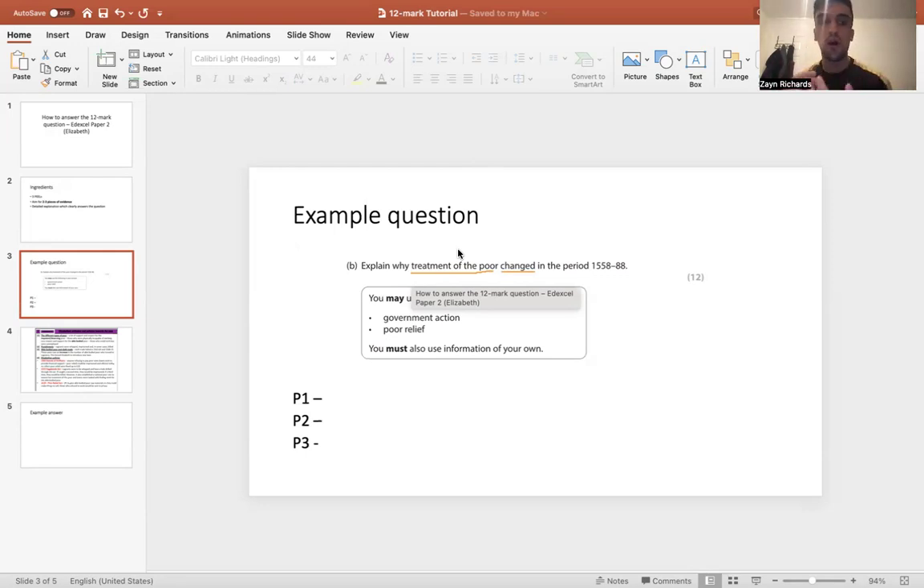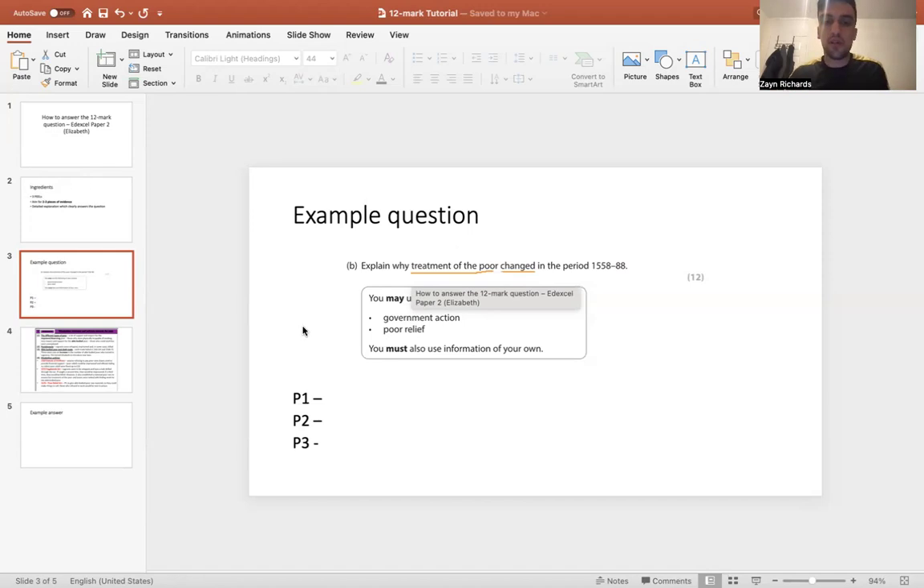And don't worry, you don't need to know what the treatment of the poor was like under Henry VIII's period or Mary I. You can just work backwards from what we know from the content that you're talking about. And that'll make a bit more sense when I talk through how I'd go about answering the question.